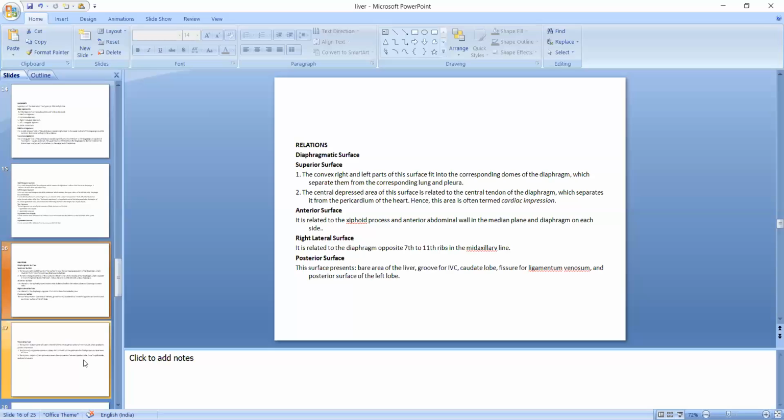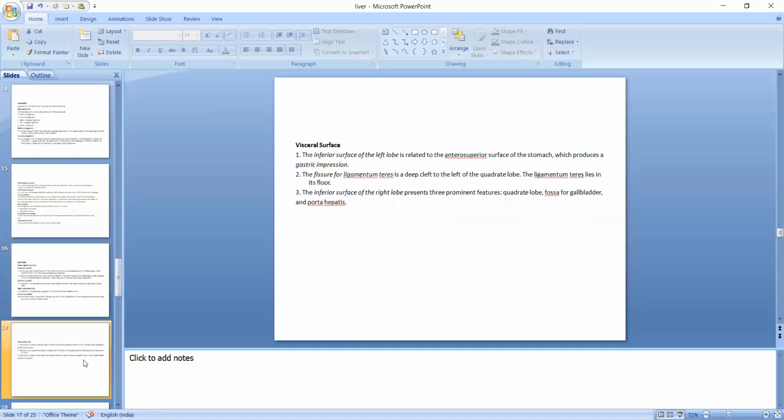Anterior surface is related to the xiphoid process and anterior abdominal wall in the median plane, and the diaphragm on each side. Right lateral surface is also related to the diaphragm opposite the 7th to 11th ribs in the mid-axillary line. And the posterior surface presents the bare area of the liver, groove for the inferior vena cava, caudate lobe, fissure for ligamentum venosum, and the posterior surface of the left lobe.